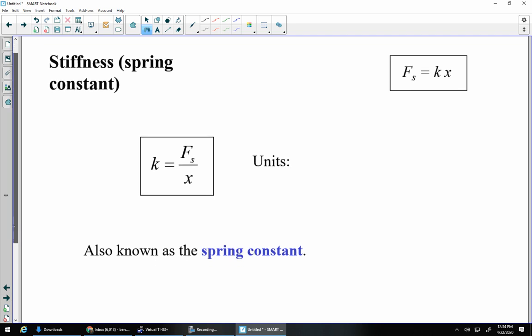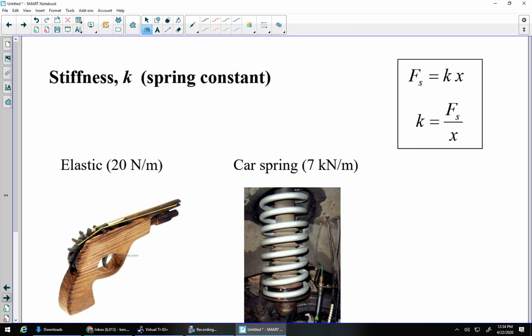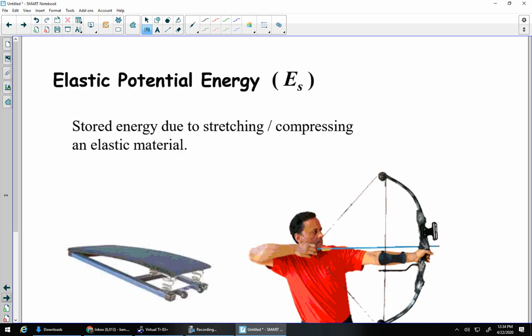The stiffness of the spring is measured in K, so K is our spring constant. It is newtons per meter, so it's how many newtons it takes to squish or stretch a spring by 1 meter. Still part of our enrichment. So yeah, we've got different spring constants. An elastic band is going to be fairly small, 20 newtons per meter. A car, 7 kilonewtons per meter, quite a bit more.